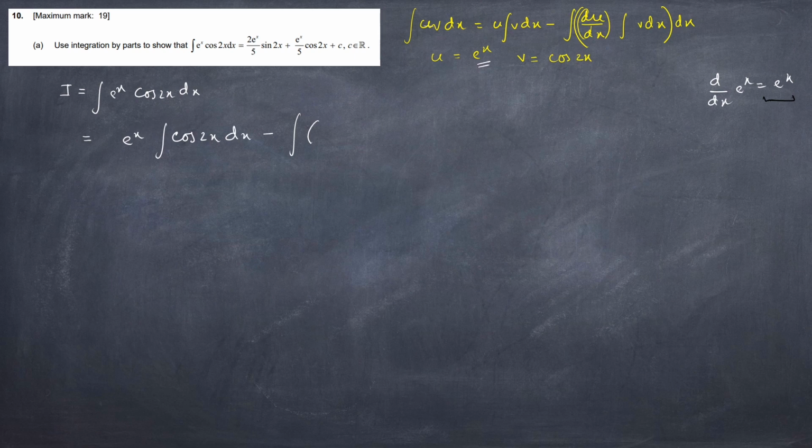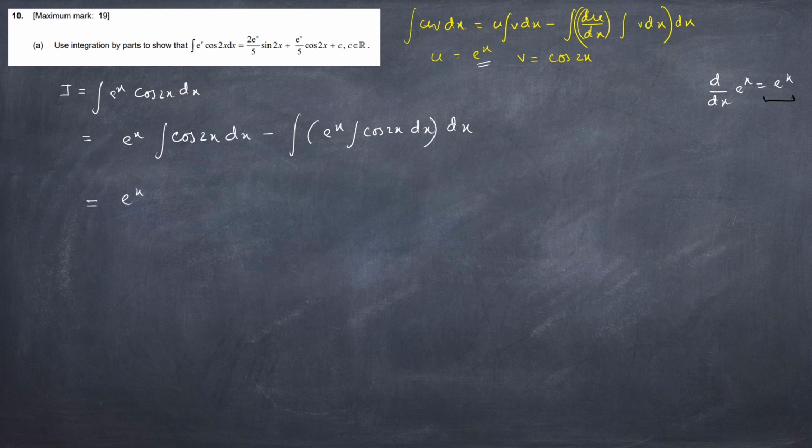So du/dx will be e to the power x. Directly I am writing integration of v dx. So v is cos 2x, so cos 2x dx and whole dx. So this will be the answer. Now we need to calculate this.